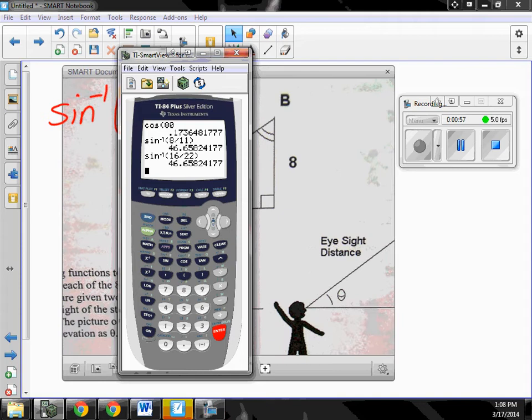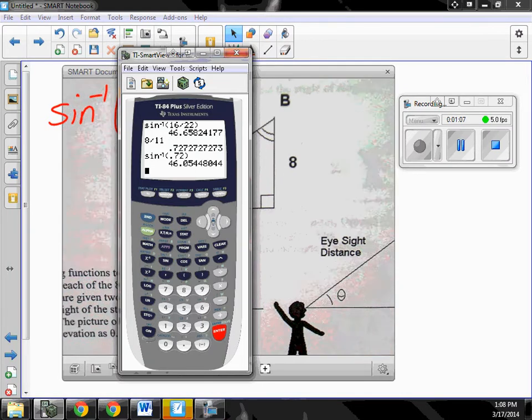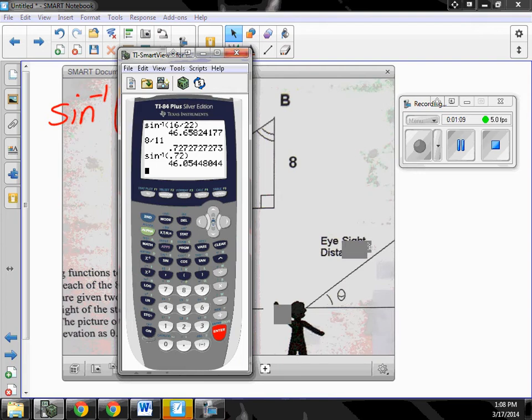Well, what is 8/11? If I did the inverse sine of 0.72, that's close, but it's not the same. Right. I rounded the decimal. So when you're doing problems in trig, and really any other problem, you want to do as little rounding as possible until the very end, and then round your answer.